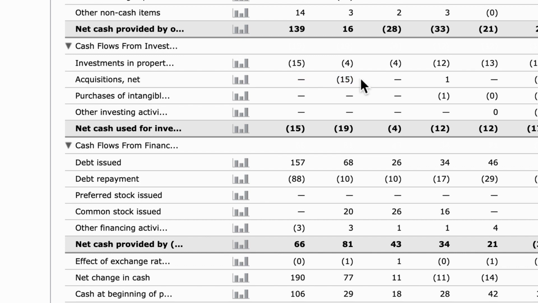So under the acquisition section, you can see that there is a negative number, and that represents negative cash flow because they would have gone out and bought a business. Now you can see here in 2016 that the number is positive, and I had to go into the 2017 annual report because it reports the past financials.